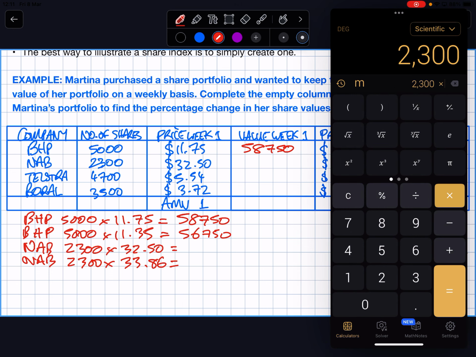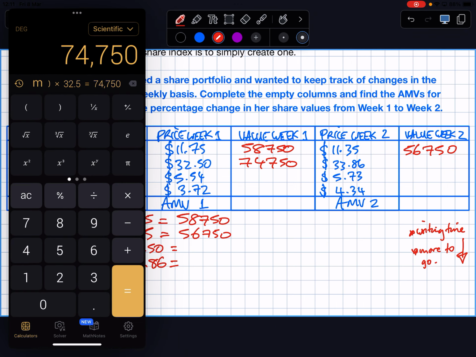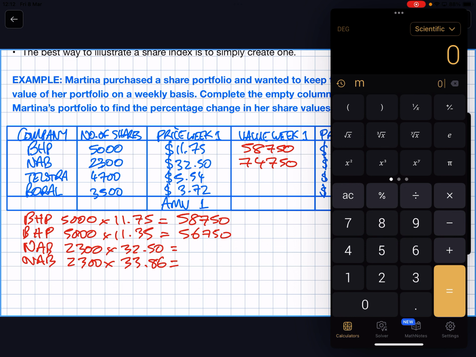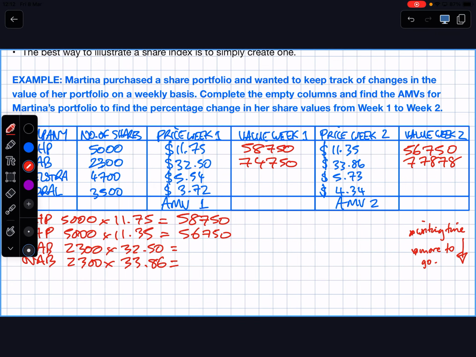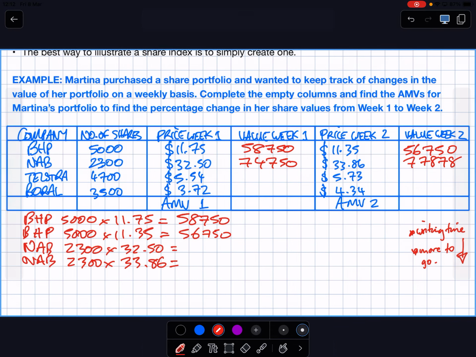2,300 times by 32.5 is $74,750. And 2,300 times 33.86 is $77,878. Someone else for Telstra?